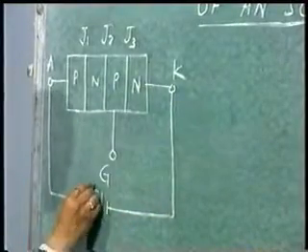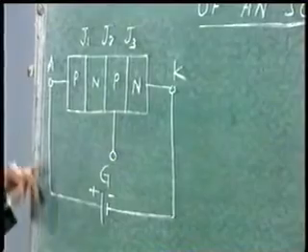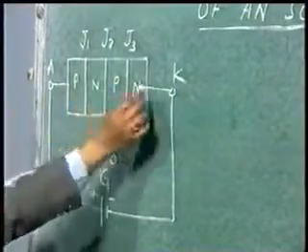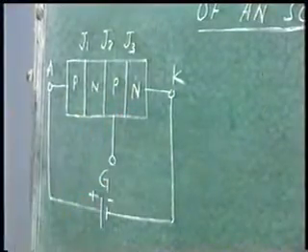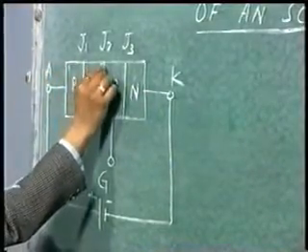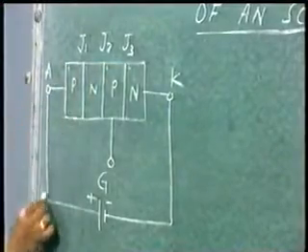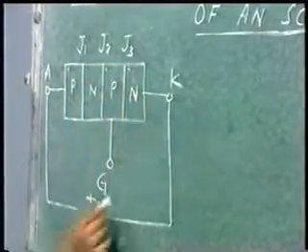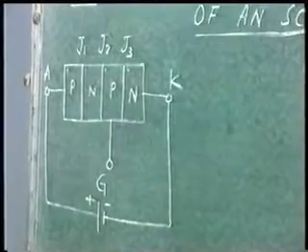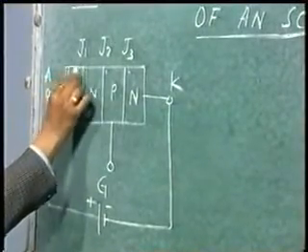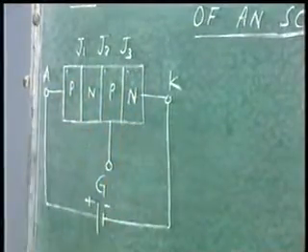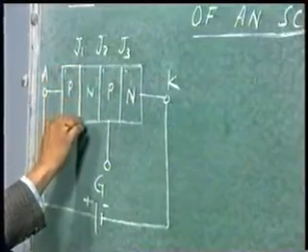If I connect it like this, the positive of the supply is connected to the P layer and the negative is connected to the N layer, that is, anode and cathode have been supplied with positive and negative respectively. Positive has been connected to positive, negative has been connected to negative. If I see the position of junction J1, this becomes forward biased. How? I will repeat, the positive of this junction has been connected to the positive of the supply and the negative has been connected to the negative of the supply. So I say that junction J1 is forward biased.